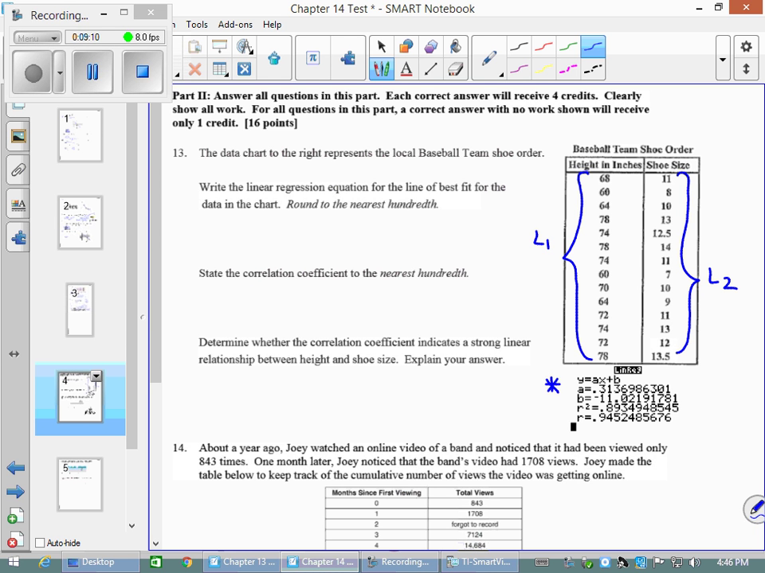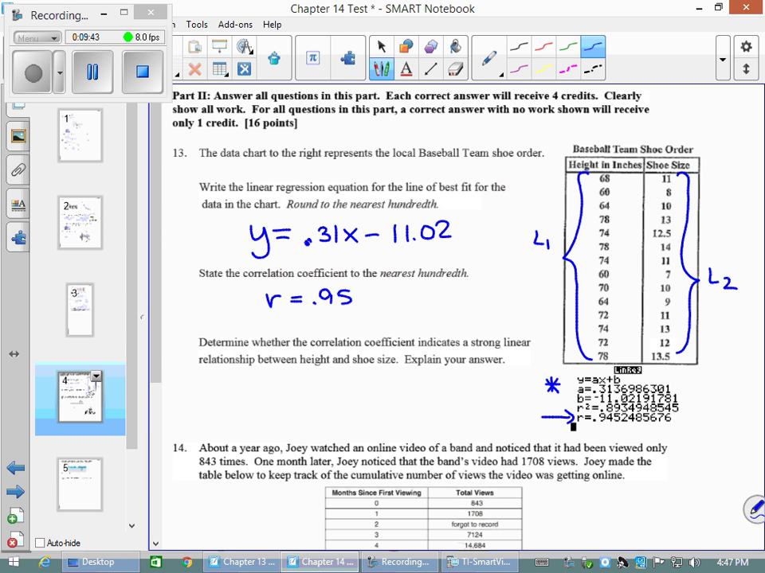So you'll notice over here, this is what I got in the calculator when I typed everything in. So if I'm rounding to the nearest hundredth, y is equal to ax plus b. So a to the nearest hundredth is 0.31, so that's what's multiplying x, and b to the nearest hundredth is 11.02, and that came out to be negative, so I wrote minus 11.02. So that's my linear regression equation. Then they want the correlation coefficient, so that is my r value, rounded to the nearest hundredth. So r is equal to 0.95.